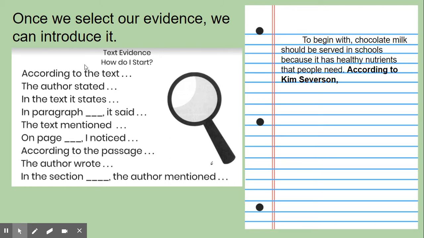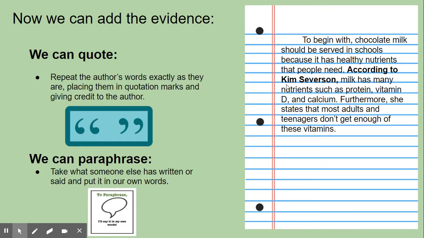So this is an anchor chart you should recognize from 4th grade, and I'm going to pick a sentence stem to start my argument. So instead of saying "according to the text," I'm going to say "according to one of the authors." And I said, "according to Kim Severson," who is an author of a New York Times article we read. And then I'm going to go ahead and introduce my evidence.